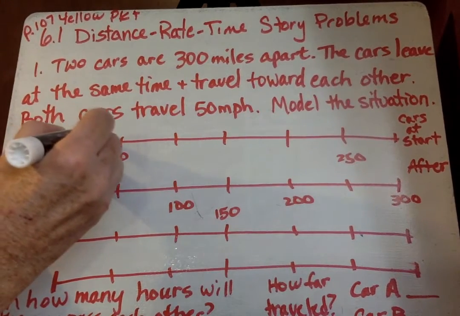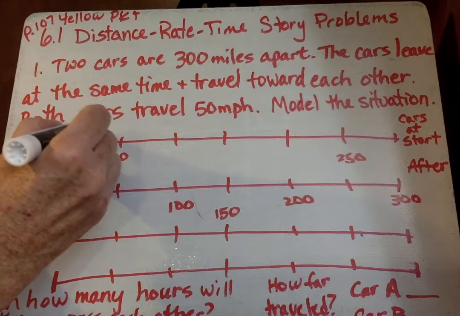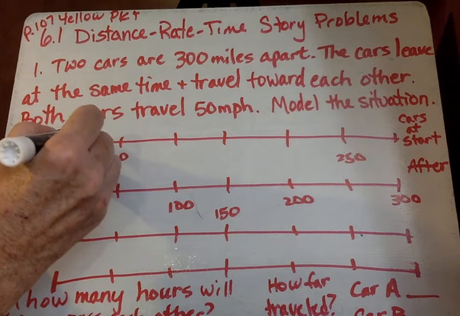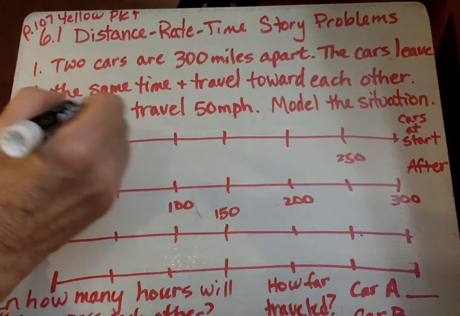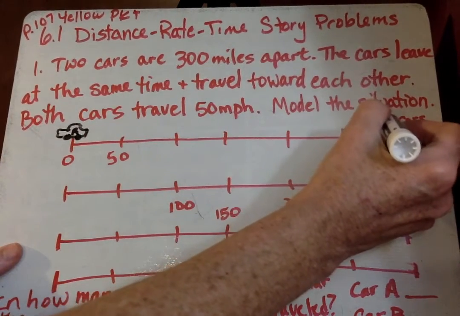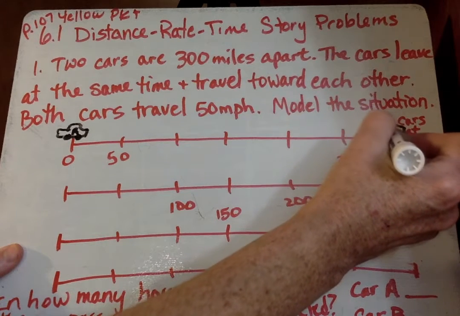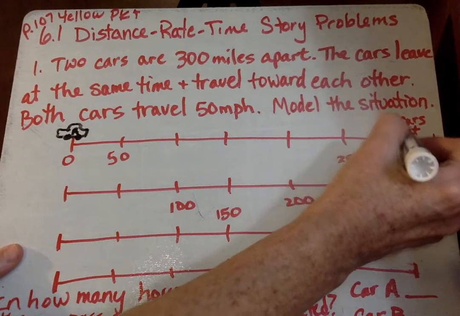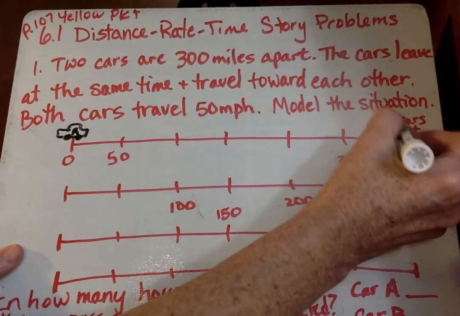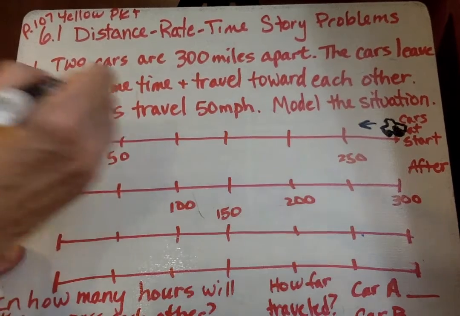And let's see if I can draw a car. I'm a terrible artist, and I admit it. Here's my car. And I will say this is car A. And over here, this is car B. And they start out towards each other.